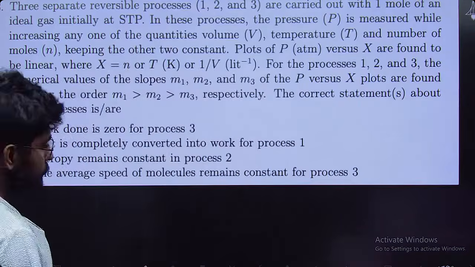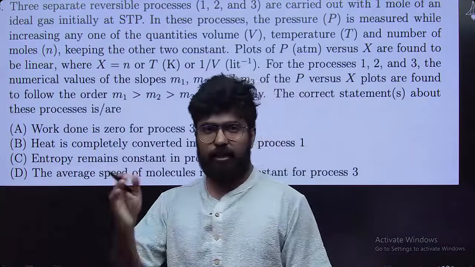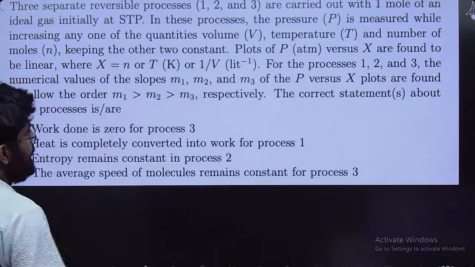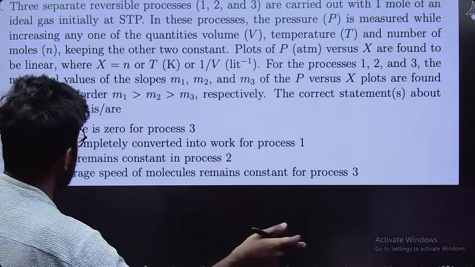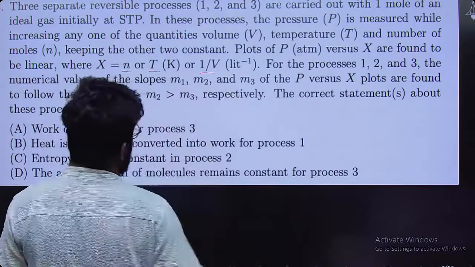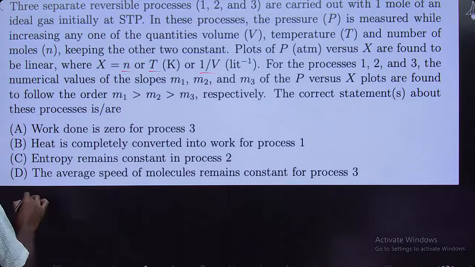Obviously, if there are four variables P, V, T and N, you will see the variation of P with either of them keeping the other two constant. Plots of P in atm versus X, where X is your quantity N, T or 1 upon V. So you have to plot three graphs.